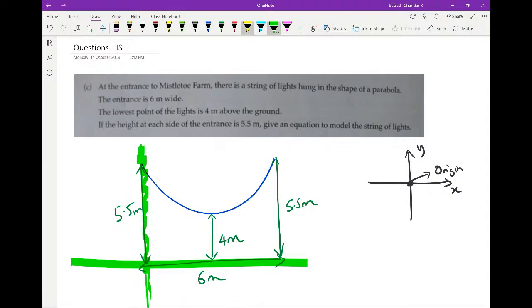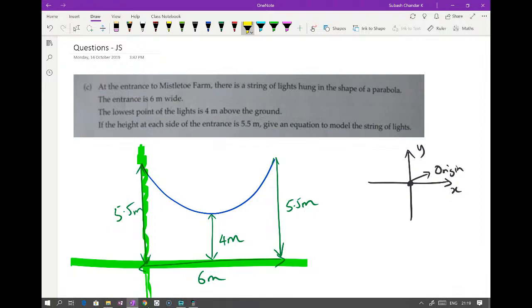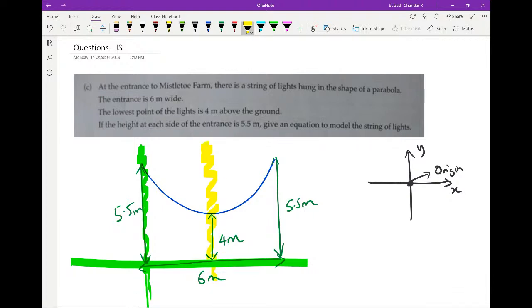All right? Someone else might decide to have their y-axis here, and then x-axis here like this. So it's possible that you guys can get different answers depending on where you decide to put the origin itself, I'm talking about.